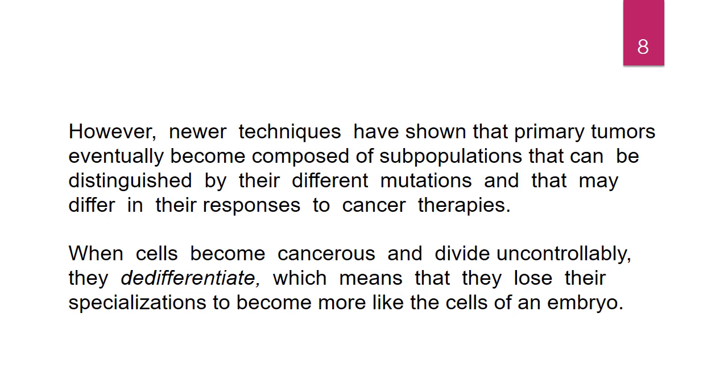However, newer techniques have shown that primary tumors eventually become composed of subpopulations that can be distinguished by their different mutations and that may differ in their responses to cancer therapies. When cells become cancerous and divide uncontrollably, they de-differentiate. It means that they lose their specializations to become more like the cells of an embryo.